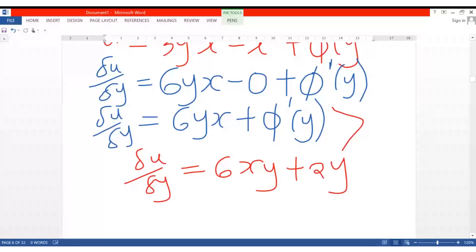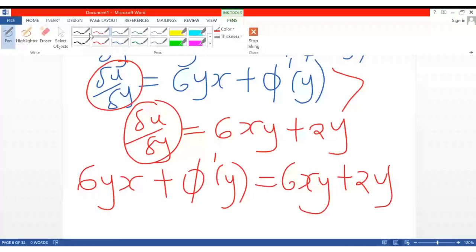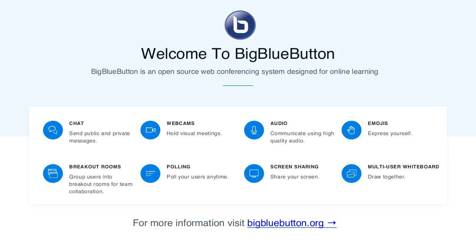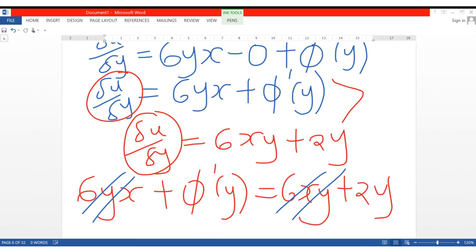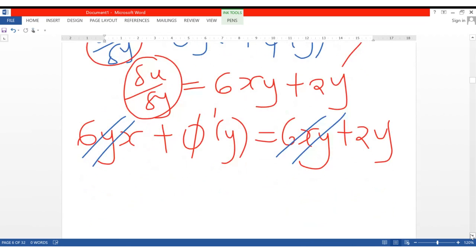Whatever I've circled there, equate the two equations. So equate the two equations quickly. So what I will end up here with is phi prime y is equal to 2y.